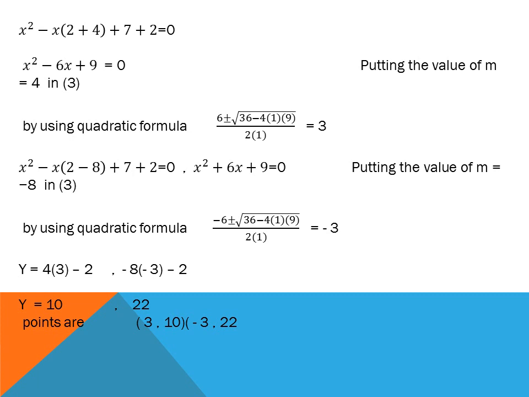Then I applied these two values of x, 3 and minus 3, in the line's equation, y is equal to mx minus 2. In the previous part, I put the value of m as 4 and the value of x as 3. I get the y coordinate is equal to 4 times 3, which is 12, minus 2 is 10. Then again I put the value of m is equal to minus 8 and x is equal to minus 3. I find that y is equal to 22. So the points of intersection of line and curve are (3, 10) and (minus 3, 22) here.